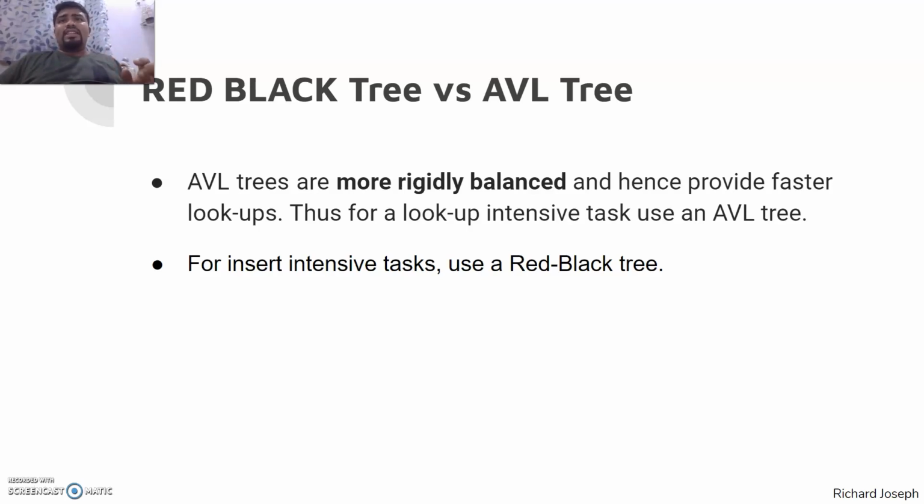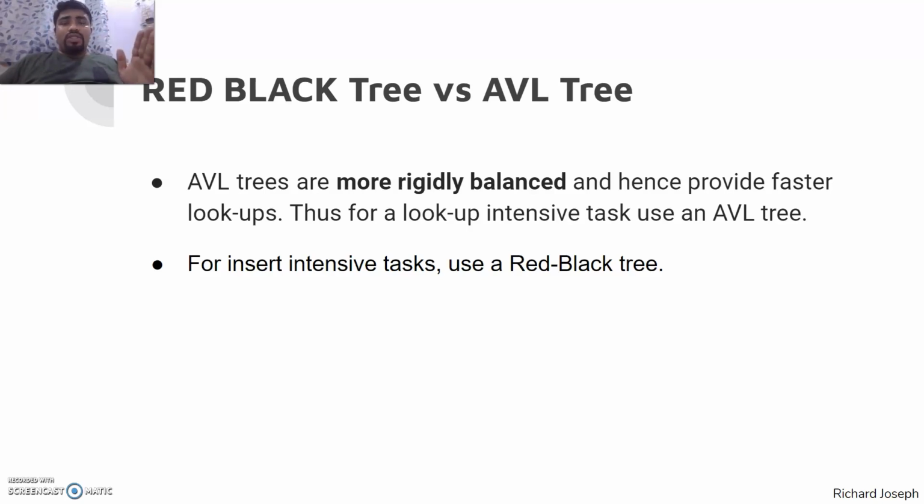Okay, so let's understand this. AVL trees are more rigidly balanced and hence provide faster lookups. That means if you want to search anything in an AVL tree, it will be very fast because the height is surely not going to be more than log of n. So it is a lookup intensive tree, where if you have any lookup intensive task, you should be having AVL trees. But obviously insertion is going to be very hectic, a lot of rotations.